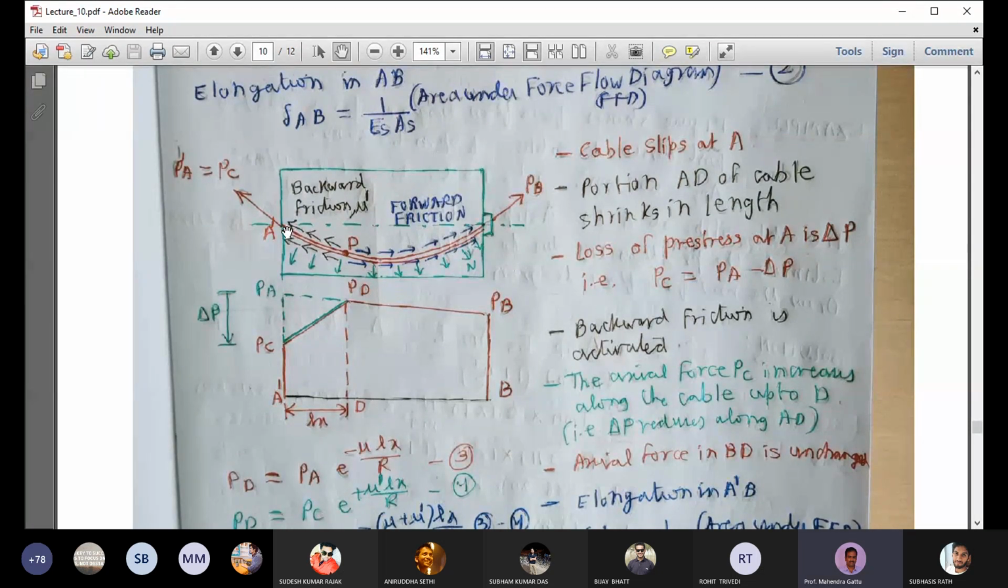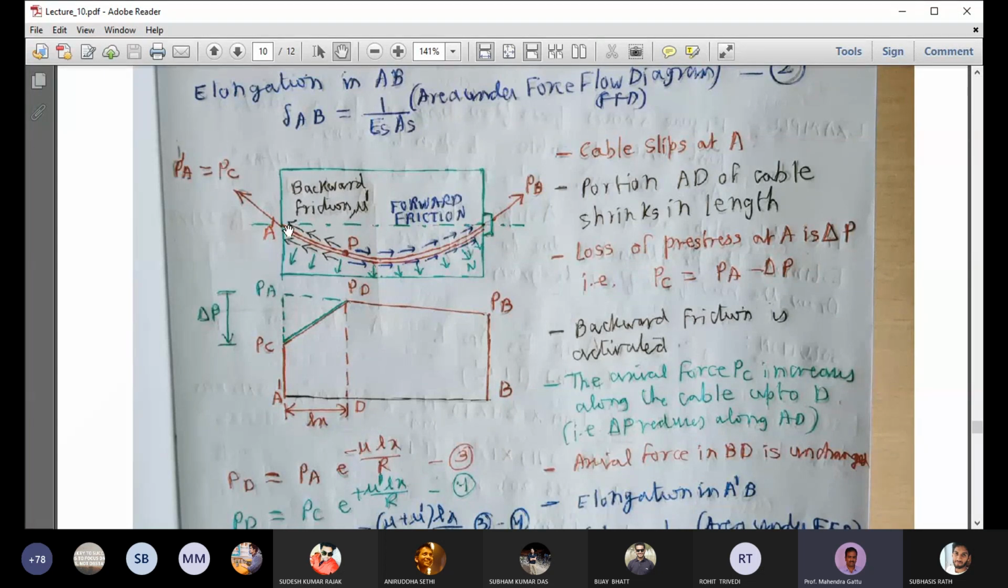Let's say the portion which is shrinking is AD. Okay, this portion is shrinking in length, and this portion will not be affected. The portion DB is not affected by this anchorage slip. Only portion AD is being affected, and there is a movement of the cable to the right, and up to this point the cable moves to the right. The maximum movement will occur at this point, and at point D there is no movement, zero movement.